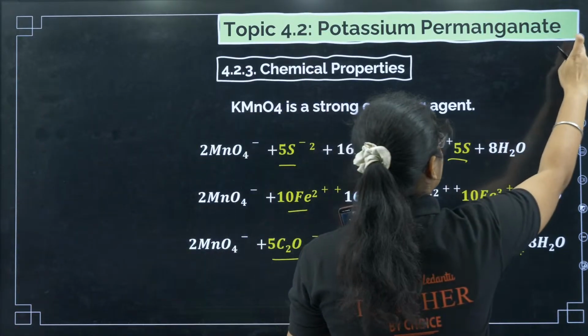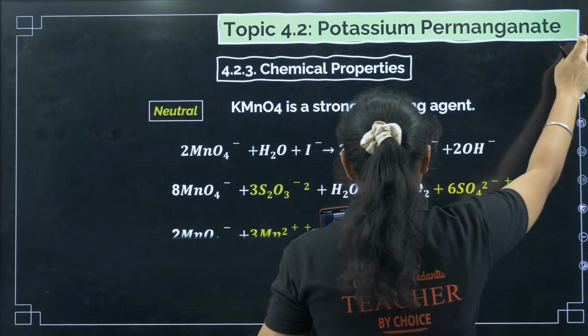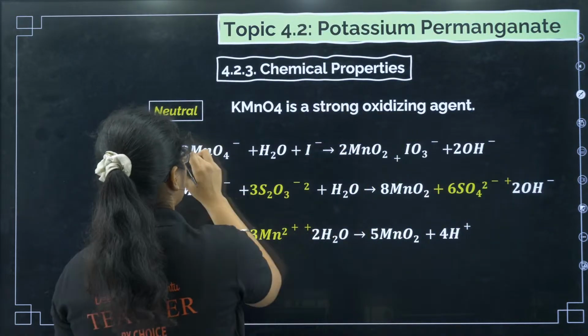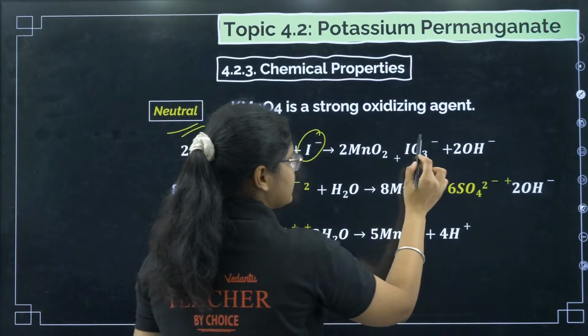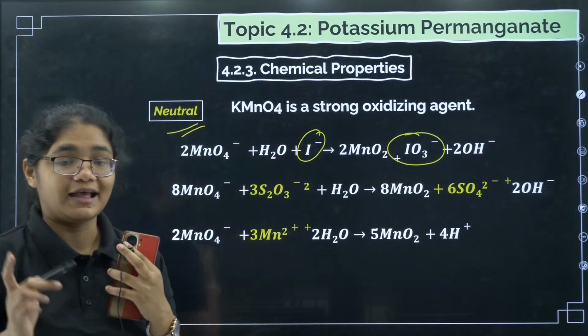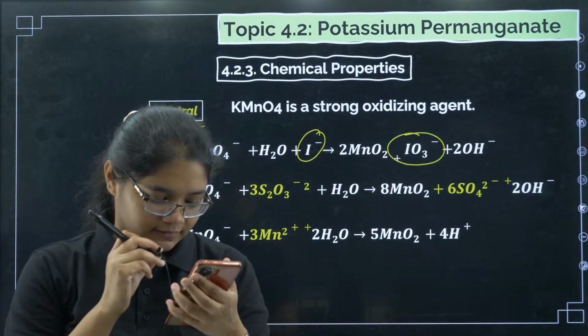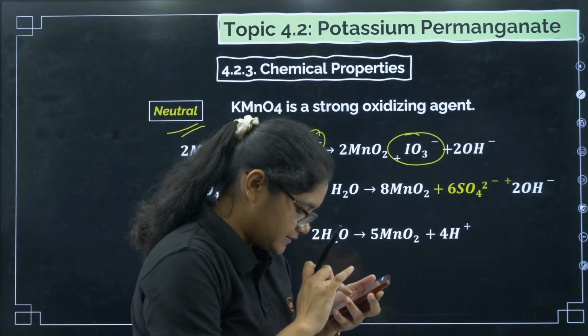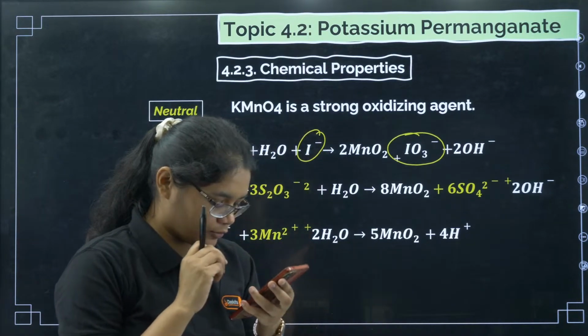And the most important thing is the next one: in basic medium, or you can say neutral medium, I minus gets converted to IO3 minus. In acidic medium, I minus gets converted to I2. So students, these are all the things that I want to discuss.